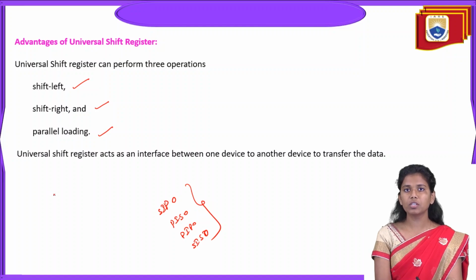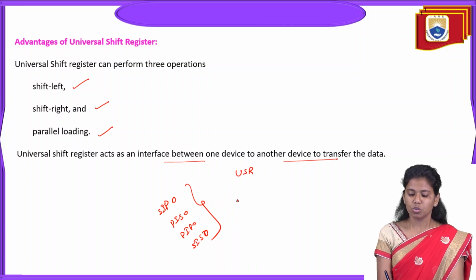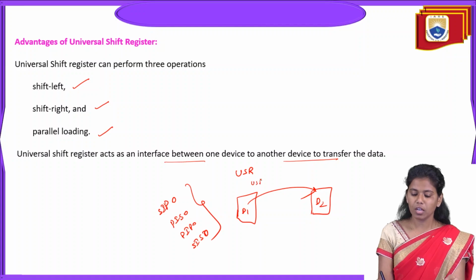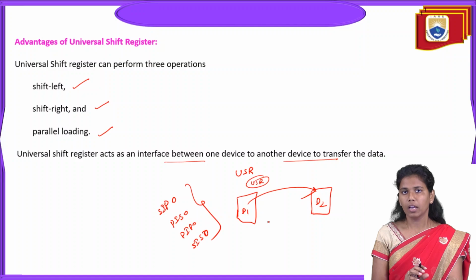And then the universal shift register acts as an interface between one device and another to transfer data. For example, here I have device 1 and here I have device 2. To transfer data from device 1 to device 2, the universal shift register acts as an interface and helps us transfer the data from one device to another without any interruptions.